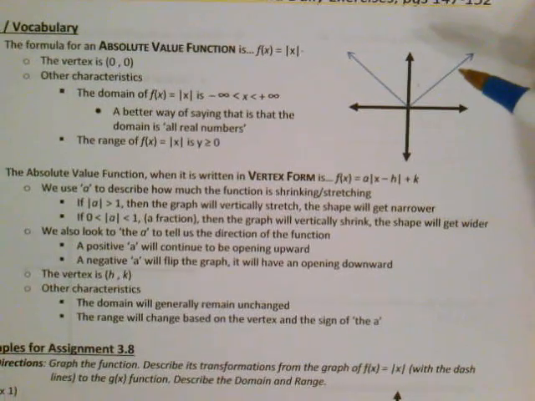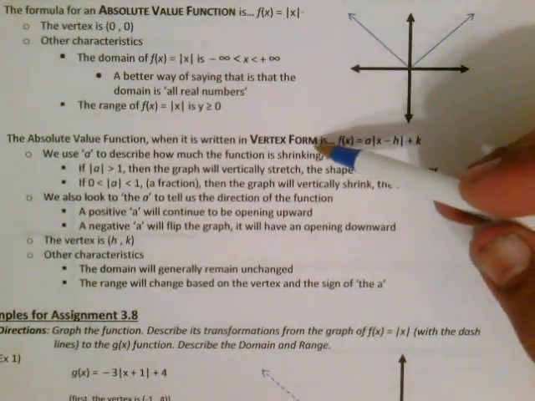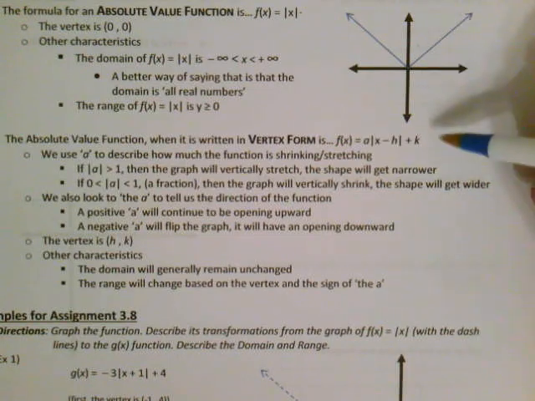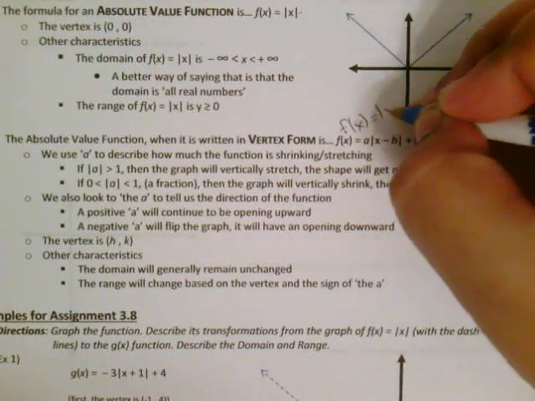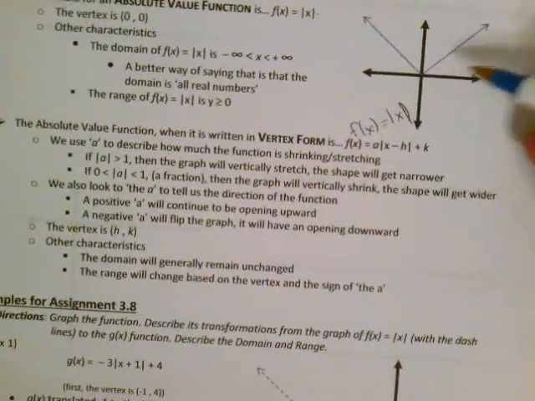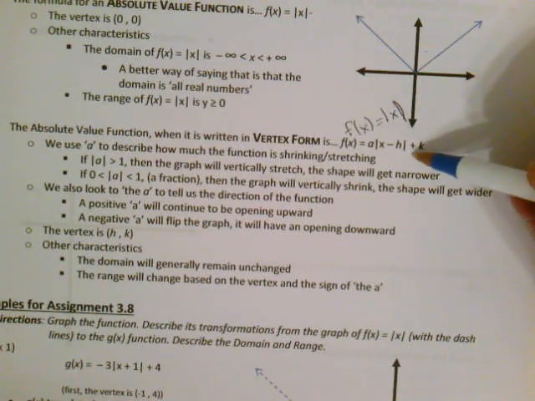All right. Now, we have our absolute value written in a format called vertex form. Basically, it's this. This was the old one, and it became this. What is different about this?